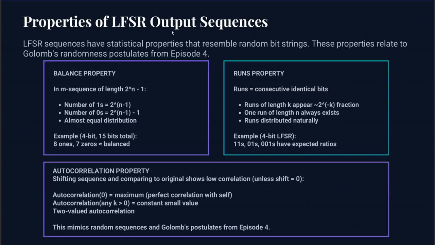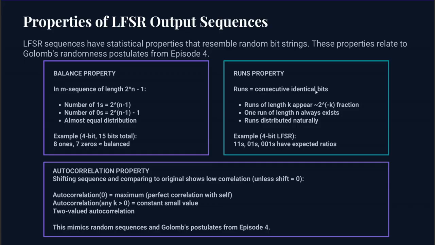Now let us study the statistical properties of the LFSR output sequence. The first property is the balance property. In a maximal length sequence, the number of zeros and ones is almost equal. For example, in a 15-bit sequence, there may be 8 ones and 7 zeros. This near balance makes the sequence resemble a random pattern.